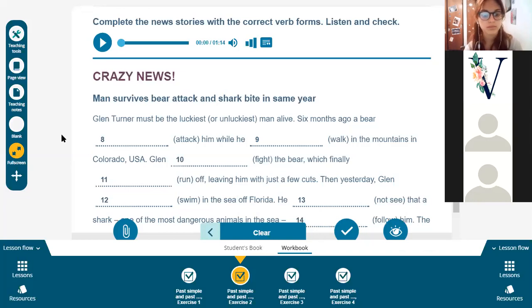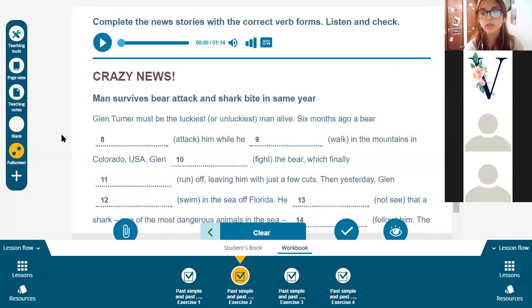Glenn Turner must be the luckiest unique man alive. Six months ago, a bear attacked him while he was walking in the mountains in Colorado, USA. Hola, ¿me escuchas? Now I do. Ahora sí, antes no. Was attacking. Okay. While he, when he was walking in the mountain in Colorado.